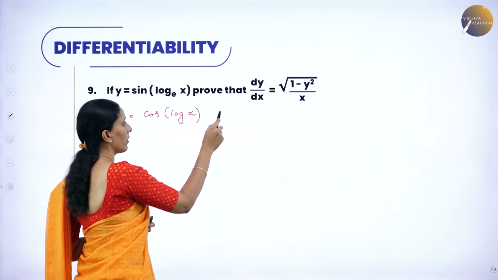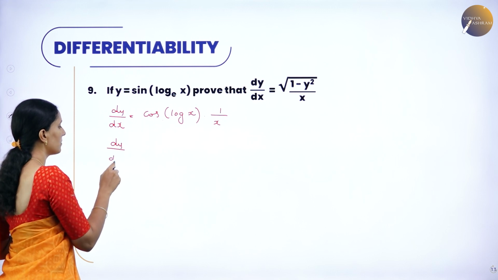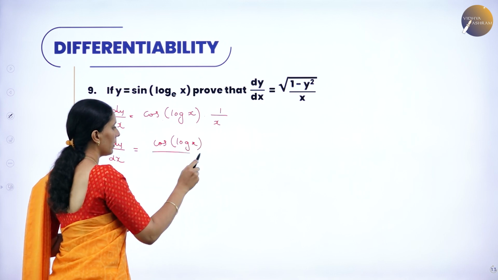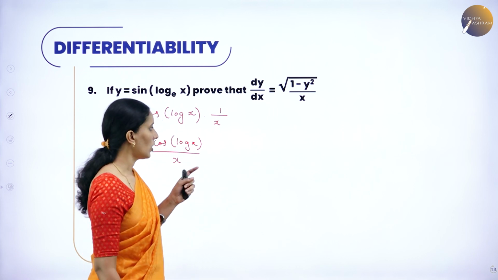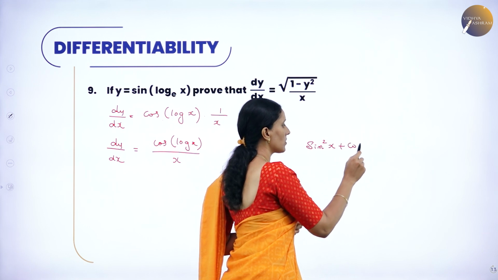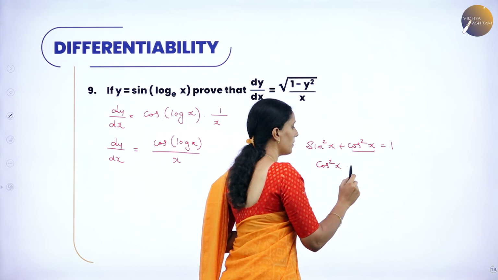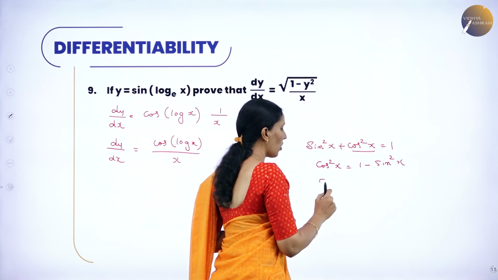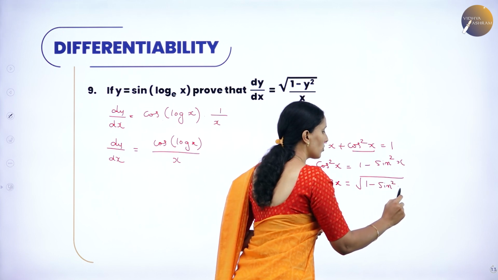And what is the derivative of log x? 1 by x. So here dy by dx is equal to cos of log x divided by x. But I have to find dy by dx in the form of root of 1 minus y square. We know that sine square x plus cos square x is equal to 1. So cos square x can be written as 1 minus sine square x. So here cos x can be written as root of 1 minus sine square x.